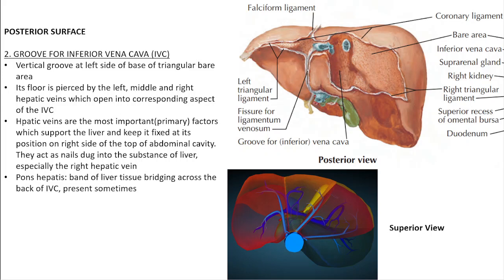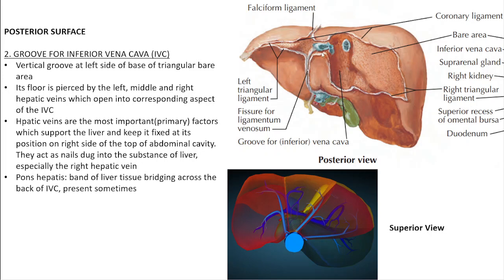And obviously then the anterior surface will face anteriorly, right lateral will face towards the right side, superior surface will face towards the superior side, posterior surface will face posteriorly, and the inferior surface, in addition to facing inferiorly, also faces posteriorly and slightly towards the left side, right? And the floor of the groove for IVC is pierced by the right hepatic vein, middle hepatic vein, and left hepatic vein. What I have not mentioned is there is a lower group of smaller hepatic veins also. There are usually 2 on the left side, 1 on the right side, right?